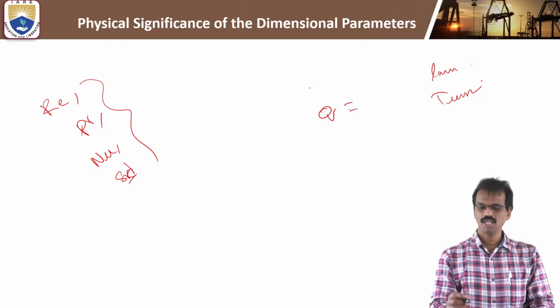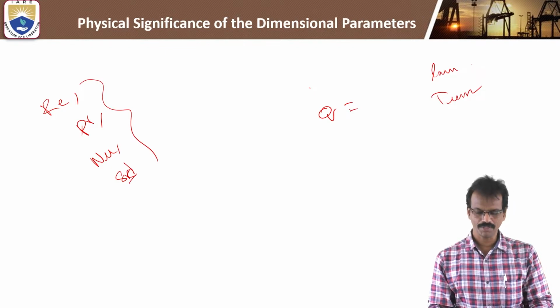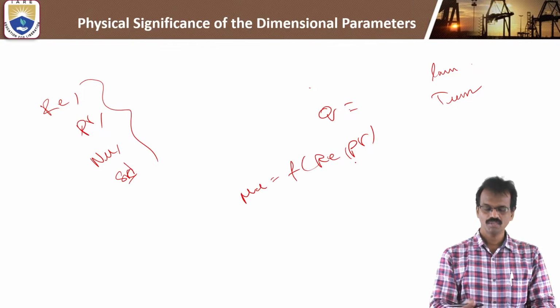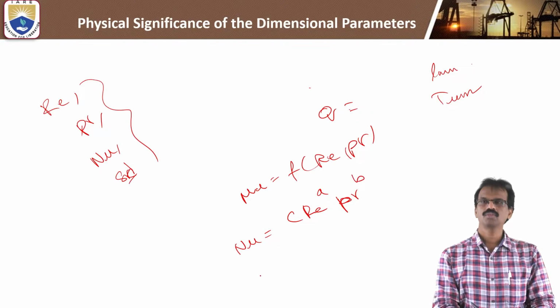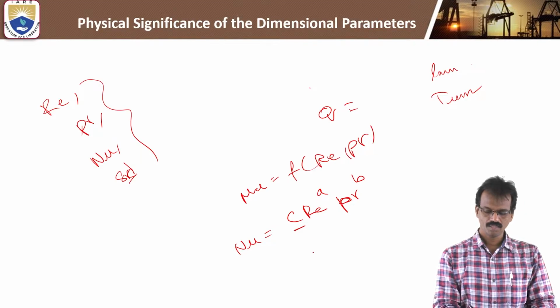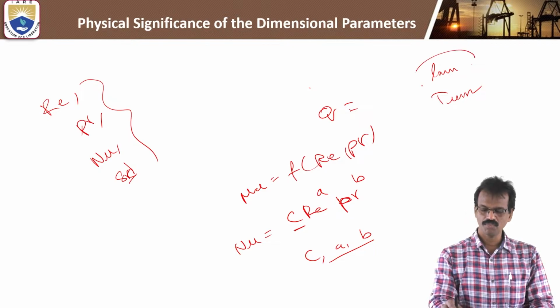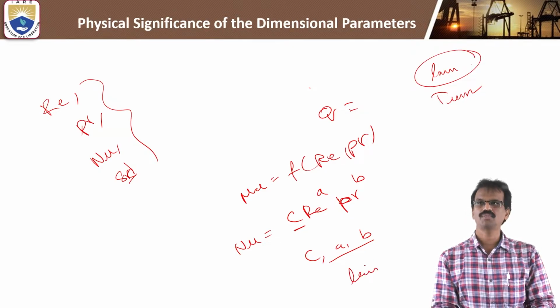Based upon laminar flow and turbulent flow, the formulas are different, because we know that Nusselt number is a function of Reynolds number and Prandtl number. We already saw that formula: Nusselt is equal to C into Re to the power of A, into Prandtl number to the power of B. So C, A and B are constants that depend upon the type of flow, laminar or turbulent. Based upon the flow, the values of C, A and B will vary.